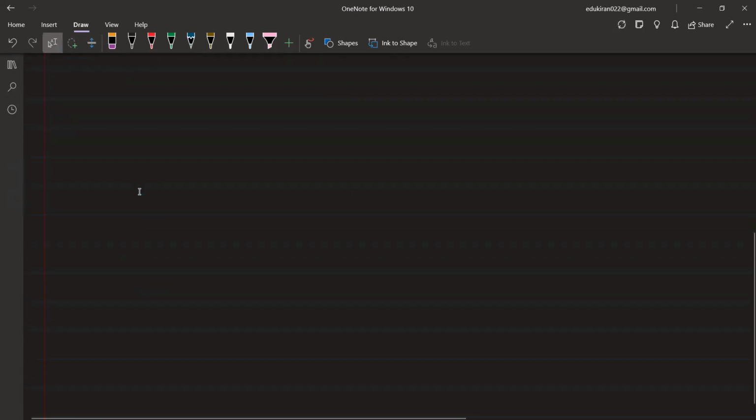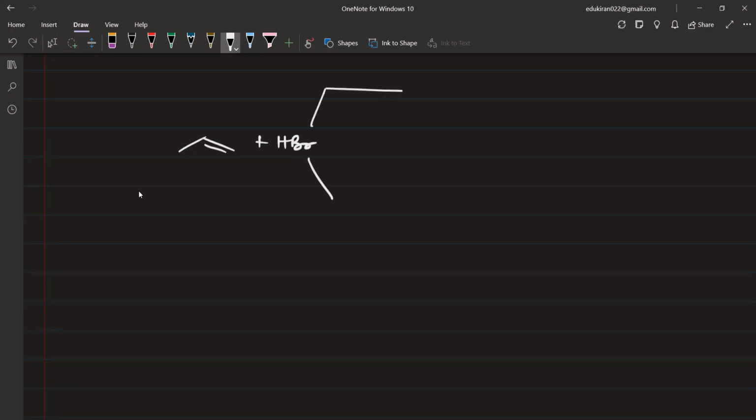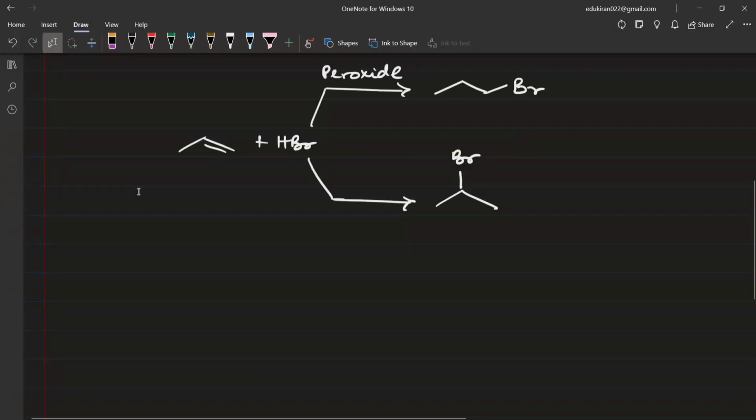Now, in the last lecture, we saw that if we have alkenes and we react with HBr, then in the presence of peroxide, it is giving me a different product. In the presence of peroxide, the Br is attaching to that carbon atom which has more number of hydrogens, and in the absence of peroxide, it is giving me this product, right? This is giving me 2-bromopropane, and in the presence of peroxide, it is giving me 1-bromopropane. Why is this happening? We'll look at that and then move on to the next topic.